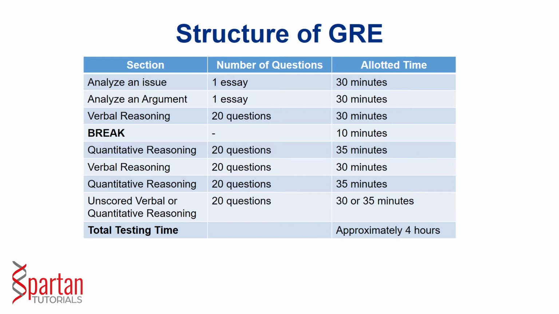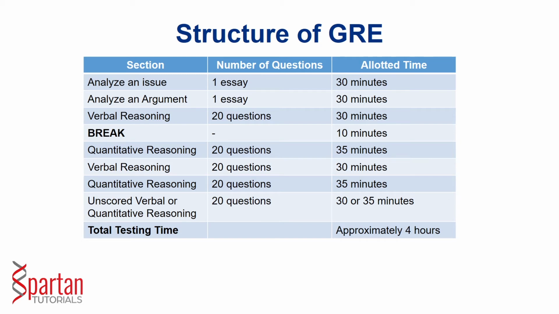The essays are followed by a verbal reasoning section. Here you have to solve 20 questions on verbal skills in 30 minutes. After you finish this section, you are given a small break of 10 minutes. This break is also timed, so the exam starts whether you are done with your break or not. After the break, you are presented with your first quantitative reasoning section, where you have to solve 20 questions in 35 minutes. Next, you are presented with one verbal and one quantitative reasoning section again of 30 and 35 minutes duration respectively. Now here comes the tricky part.